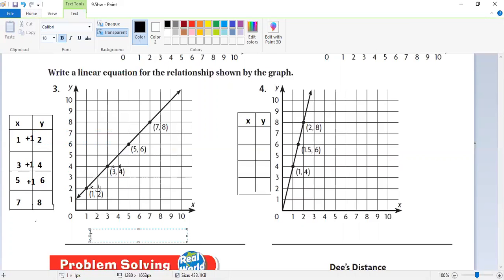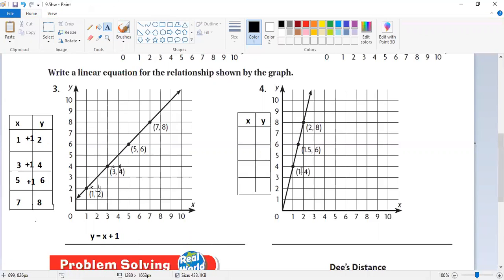So how can we start writing the equation now? Always start by writing y equals. Y equals, and then we say what happened to the values of x. So this is the value of x, and then what did we do for it? We just added 1. So it's going to be y is equal to x plus 1. So this is going to be your equation.